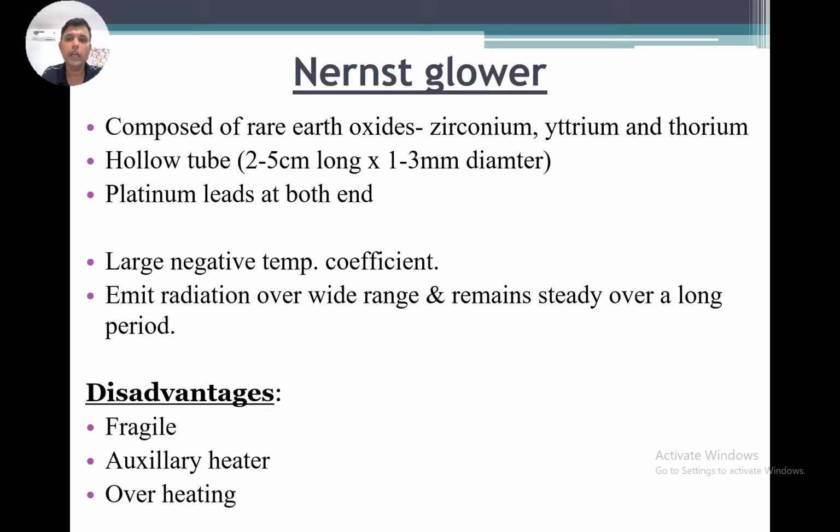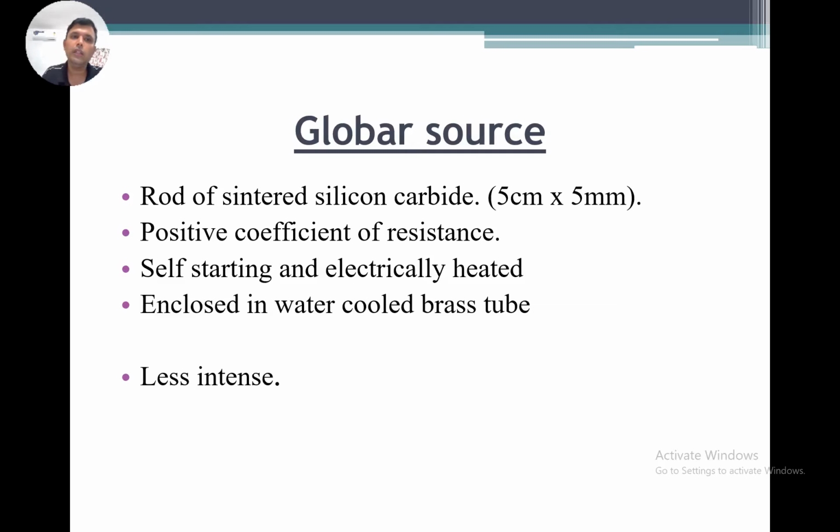So the Nernst glower is one of the commonly used radiation sources in IR spectrophotometers. And the next one is the globar source. The globar source is commonly used in IR radiation as a source. It consists of rods of sintered silicon carbide, typically 5 centimeters long and 5 millimeters in diameter. One of its key properties is that it has a positive temperature coefficient of resistance.